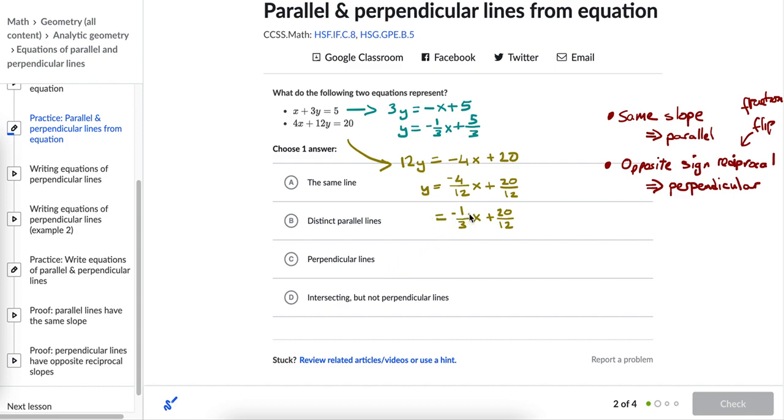Actually, do we care about the intercept? We have the same slope, so we're looking at parallel lines at least, but they might be the same line. So let's look at the y-intercept. If we divide both the numerator and denominator by 4, we get 5 over 3 here, and we've got the same y-intercept as well, so we're looking at the same line.